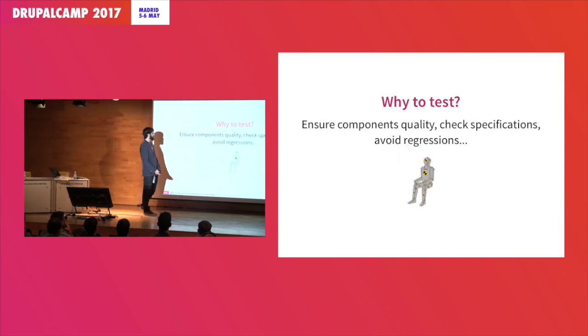Of course, to ensure components quality, to meet specifications, and also to avoid regressions. It means when you are working in an agile process by sprints, and then in the second or third sprint you have broken the previous release. It's not good at all. You need to check that. So this is why tests are really, really important.